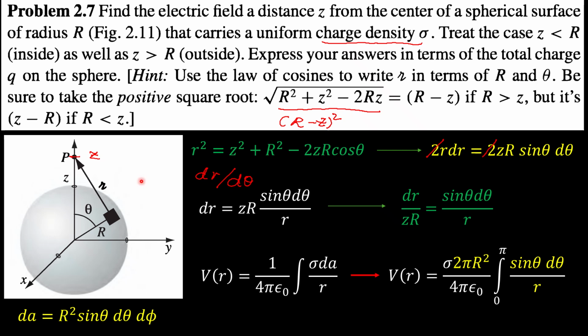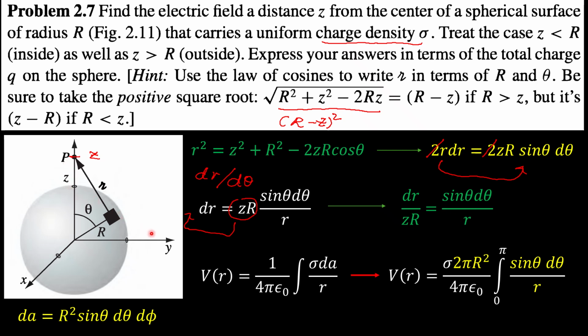So you will get R dR is equal to zR sin theta d theta, and you bring this script R to the other side. So this will become zR sin theta d theta over script R. Then you bring zR to the left hand side. This is a small mathematical trick, and you will understand why I am doing this in due course. So dR over zR is equal to sin theta d theta over script R.